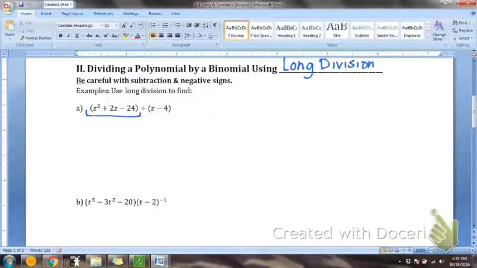Whatever comes first goes underneath your division box. So if you think about long division, you have that box there. Z squared plus 2z minus 24. This is called the dividend. The divisor is z minus 4, and that's going to go on the outside here.